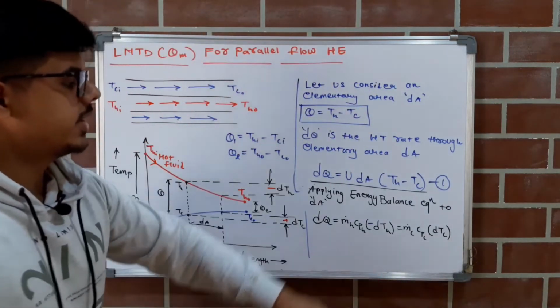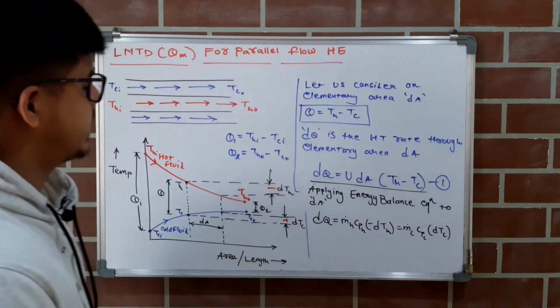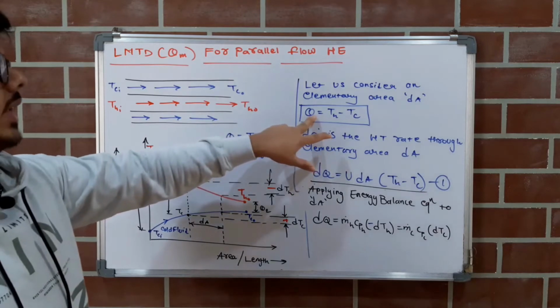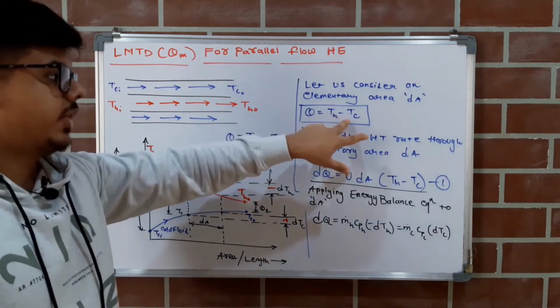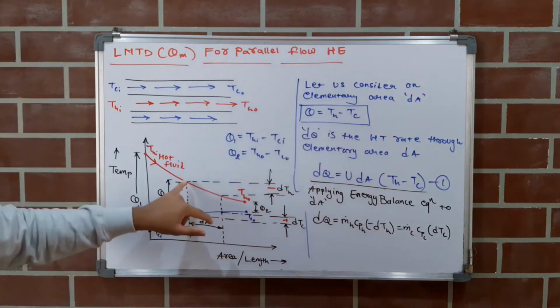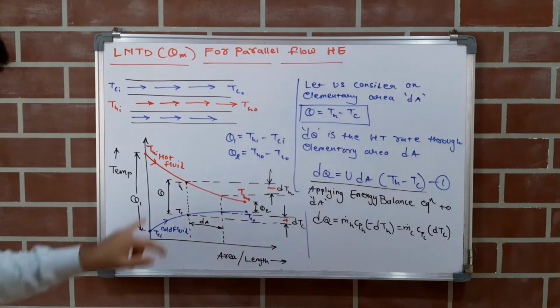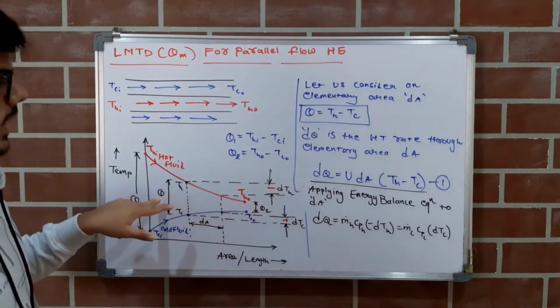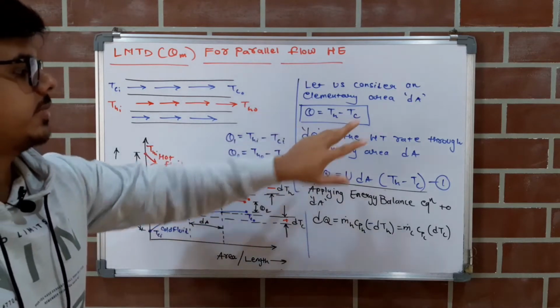So we have the energy balance equation. I will revise the steps. First we took the elementary area, then we found the temperature difference at any instant. At any instant we have Th minus Tc as the temperature difference between the hot and cold fluid, and the temperature difference for the elementary area is theta. So theta is equal to Th minus Tc.